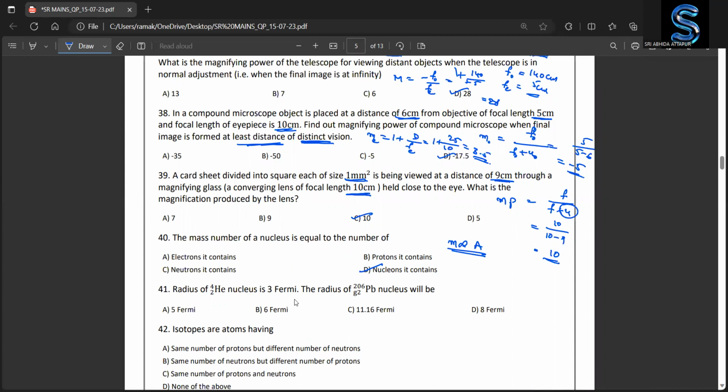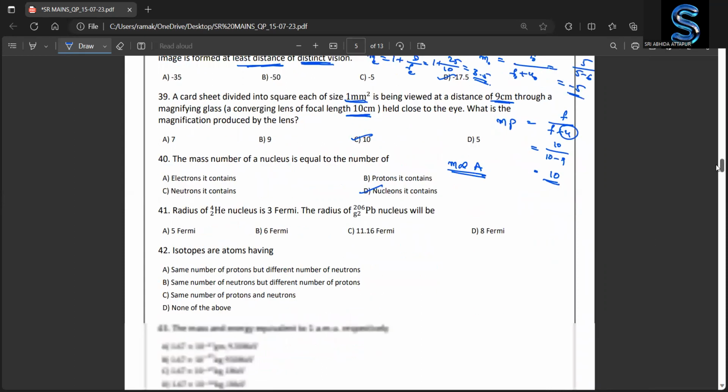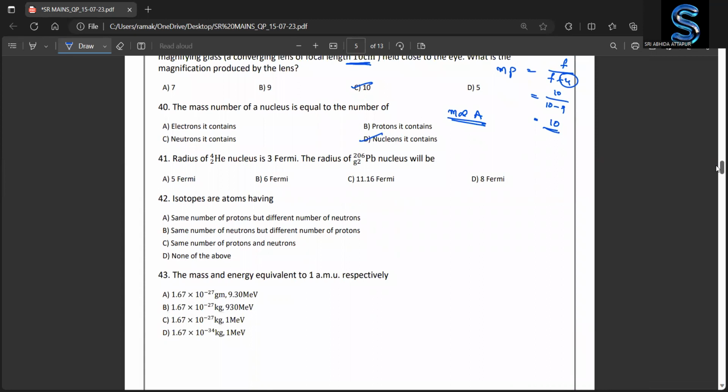And also the next question: the radius of a helium-4 nucleus is 3 Fermi. The radius of a lead nucleus will be. So here the expression for radius is given as r equals r naught into A to the power of 1 by 3. Based on that, we can represent r2 by r1 equals A2 by A1 whole to the power of 1 by 3.